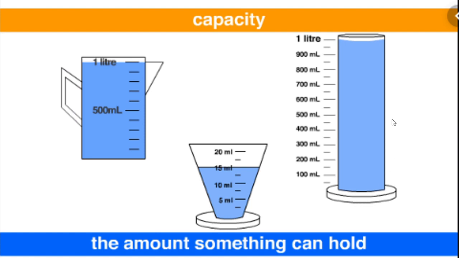Here also we can see the measuring jar or measuring cylinder of 1 liter. The capacity is 1 liter and the volume is also 1 liter. Isn't it? Here it is given 100 ml, 200 ml, 300 ml. These cylinders, measuring cylinders we use in laboratory to measure the chemicals. Okay.